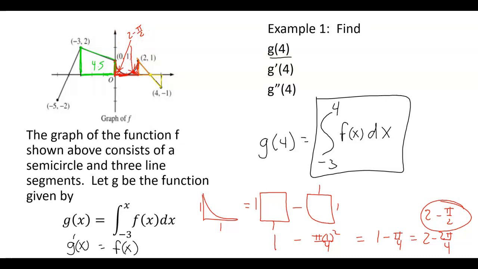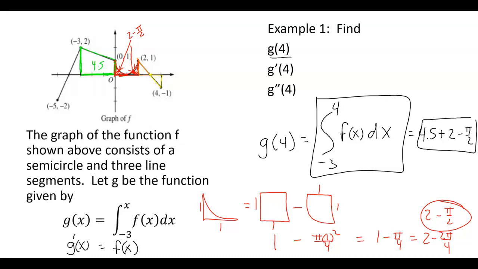Now, this integral is going from -3 to +4. But like we said, since the orange triangle and the yellow triangle in the picture up here have the same area but opposite signs, they're just going to cancel each other out. So I'm just going to add together the green and the red. And so the green area was 4.5. And the red area was 2 minus pi over 2. And I'm not going to bother adding it together because it's an FRQ and we don't have to. So there you go. That'll work.